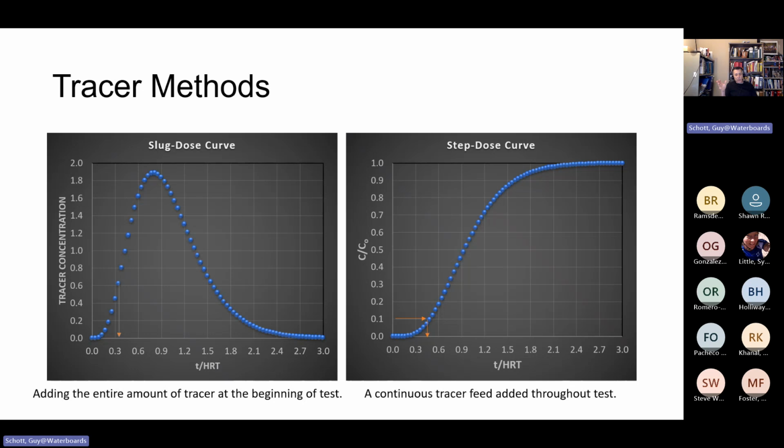Now, the curves for the slug dose and step dose look like this. On the left, you see a curve that goes up, peaks out and then slowly decays back down. The step dose is a continuous feed tracer where the curve slowly goes up and then finally plateaus. The x-axis is normalized time, so it's the measured value divided by the hydraulic residence time. At 3 here, it takes the slug dose to completely go back to background. And for the graph on the right, the step dose takes about 3 to get to steady state.